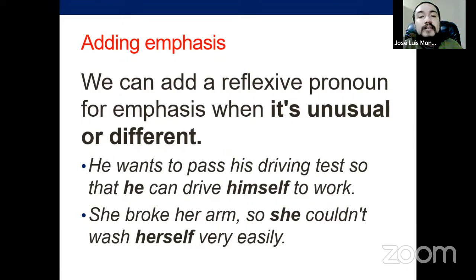He wants to pass his driving test so that he can drive himself to work. All right, it's not that he's driving himself to work directly. I believe this example is not the best, but he's saying that he's driving and he's doing that himself. He's actually doing that action. That's unusual and that's different. So it's not that he is doing and receiving the action. No, in these adding emphasis ideas that we're checking here, we have to understand that we are mentioning something with this reflexive pronoun just to show the emphasis.